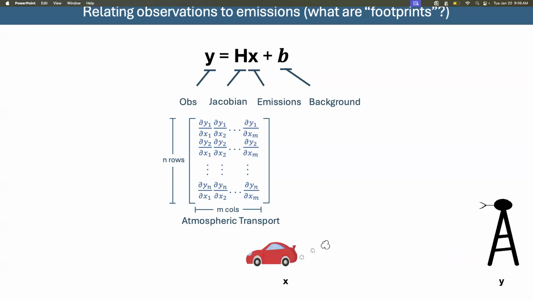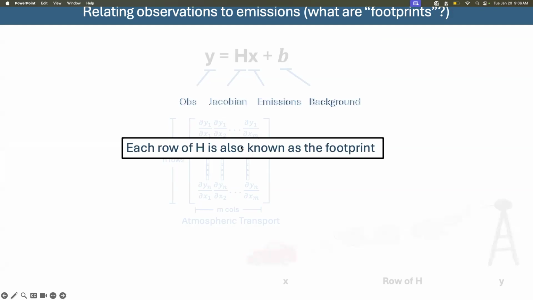Looking at the physical significance, let's say we have a measurement site somewhere here, and somewhere far we have an emission source, a car in this case, which is emitting some CO2 molecules. In order for these CO2 molecules to be recorded by this station, they need to be transported, and the transportation is done via the atmosphere. This is what the H matrix represents, and each row of this H matrix is also known as a footprint.